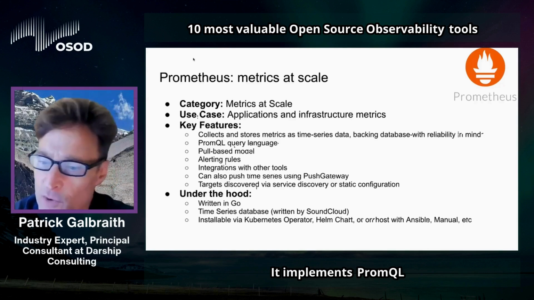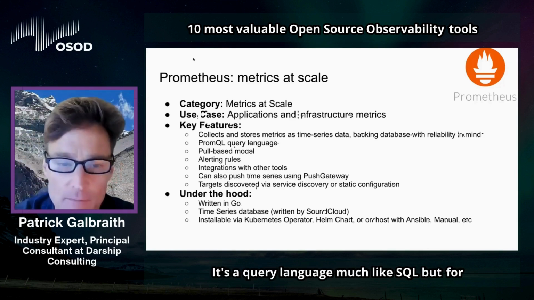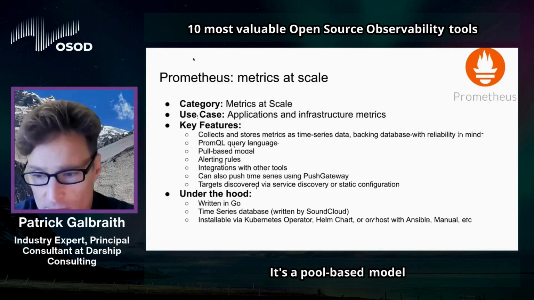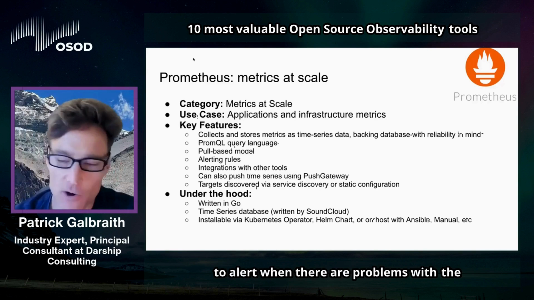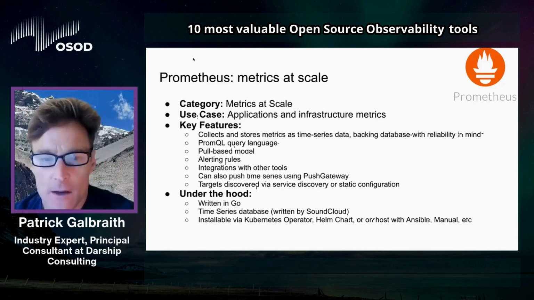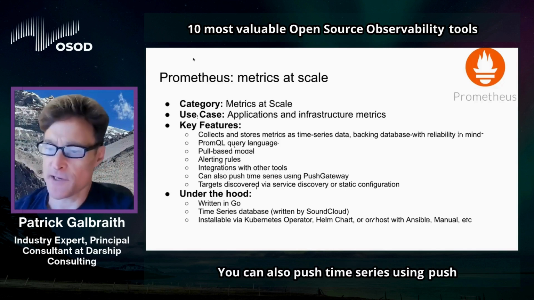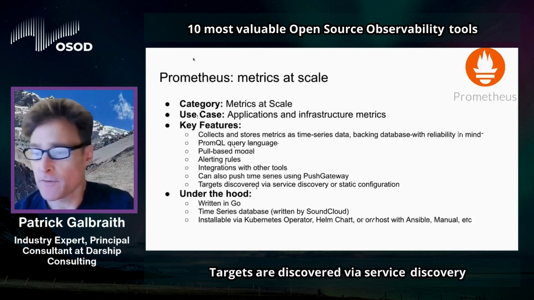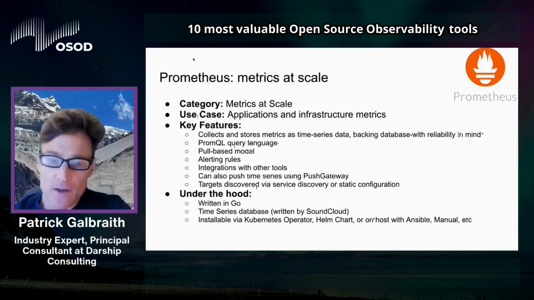It implements PromQL. It's a query language, much like SQL, but for metrics data. It's a pull-based model. There are alerting rules so that you can use it to alert when there are problems with the system. It integrates well with other tools. You can also push time series using Push Gateway. Targets are discovered via service discovery or a static configuration.